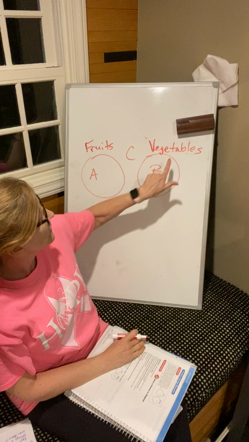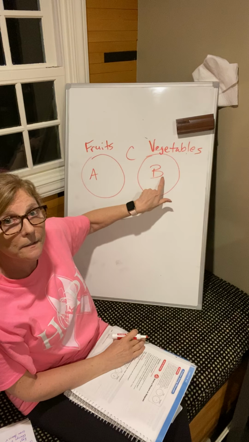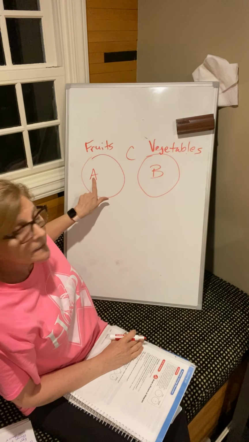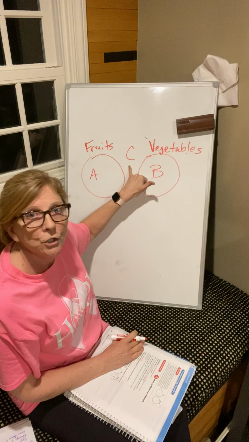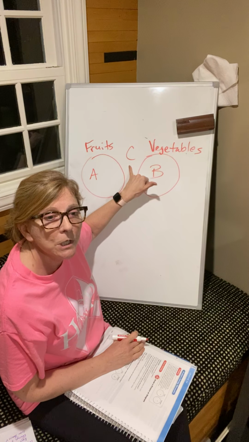The circle on the left stands for fruits, and the circle on the right stands for vegetables. Our B stands for broccoli because it is a vegetable, so it's inside the circle. The A stands for apples, and it is a fruit, inside the fruit circle. It's not in the vegetable circle. And then we have cheese out here. The C stands for cheese.